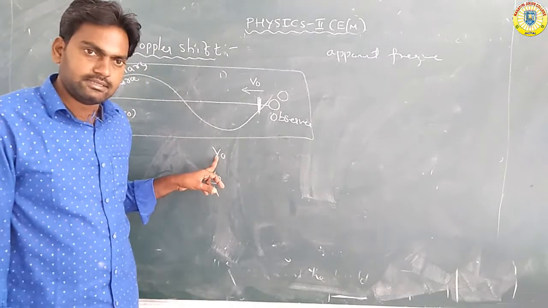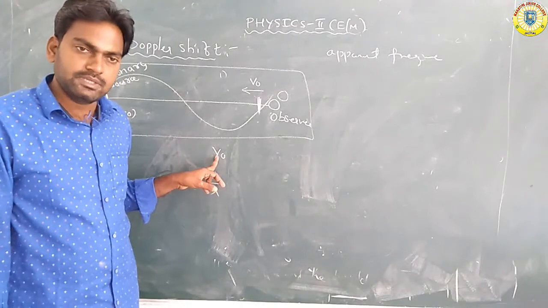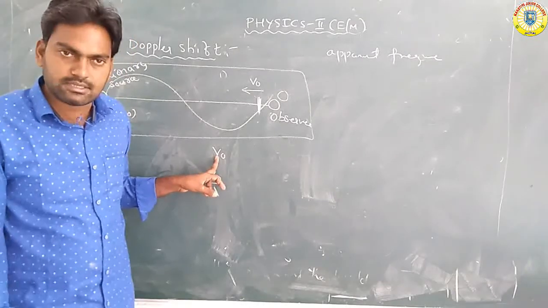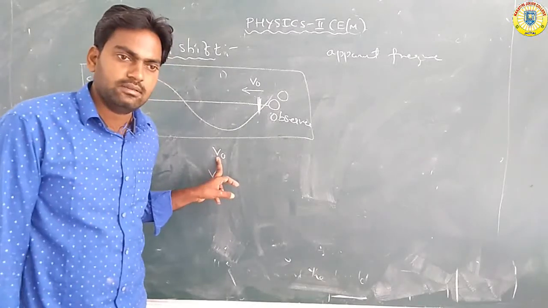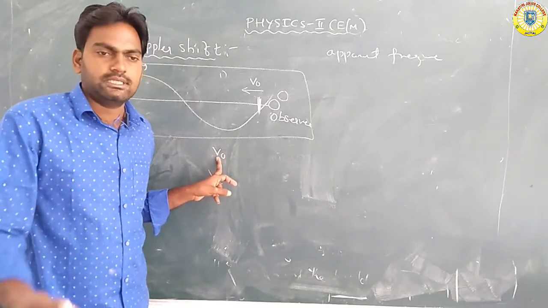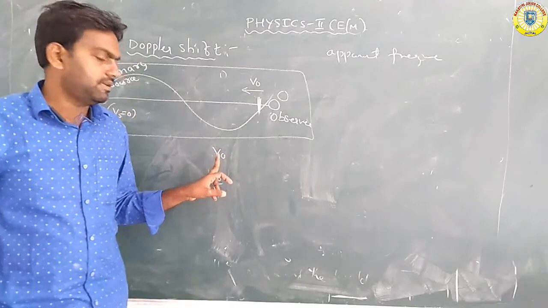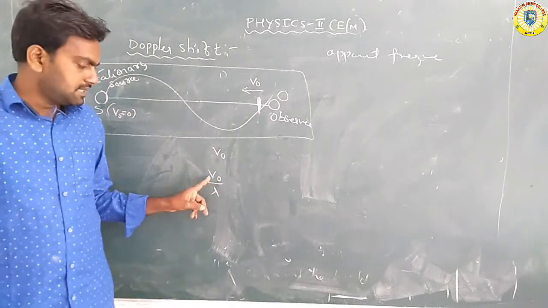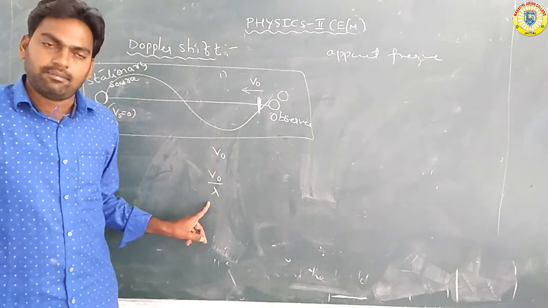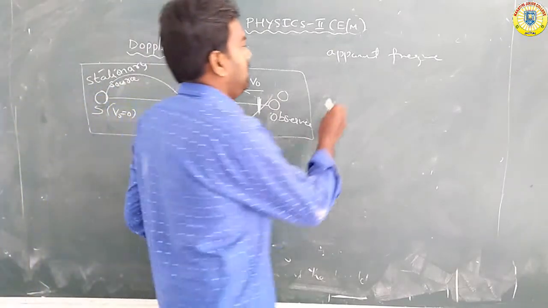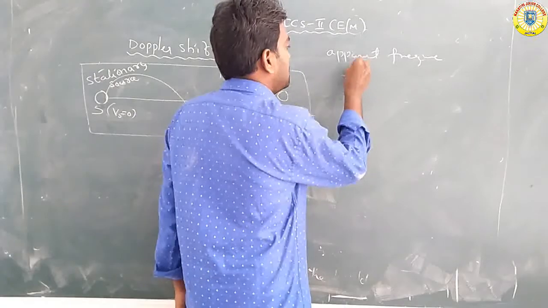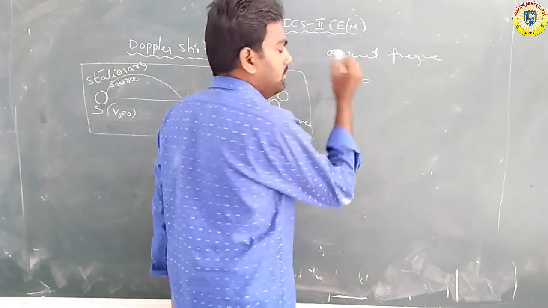In 1 second, the distance traveled by the observer is v naught. The extra waves received are v naught by lambda. Here we take the apparent frequency, which is called nu dash.